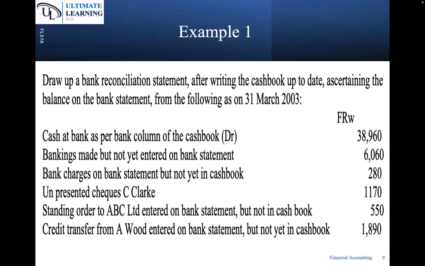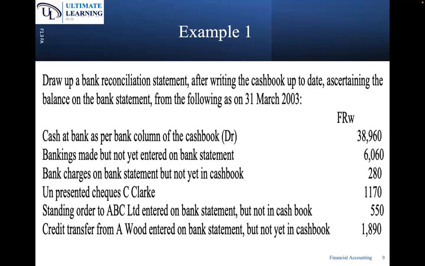So let's read this example. Draw up a bank reconciliation statement after writing the cash book up to date, ascertaining the balances on the bank statement from the following as on 31st March 2003. So we have cash at bank as per the bank column of the cash book. And you have been told this cash is a debit. We said if this cash at bank, that is the closing balance, the balance carried down, is on the debit side, we say this means it's an overdraft, it's a negative cash.